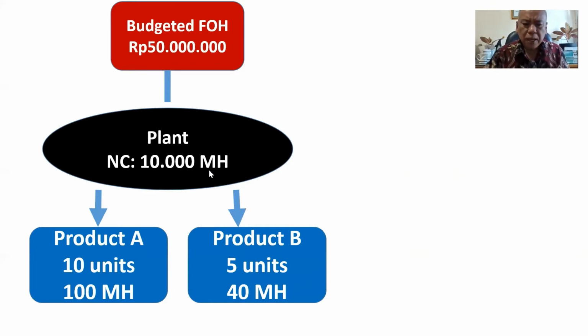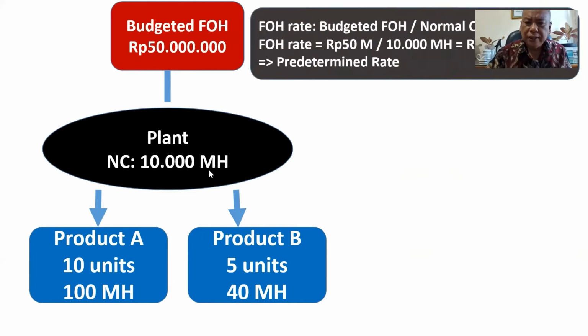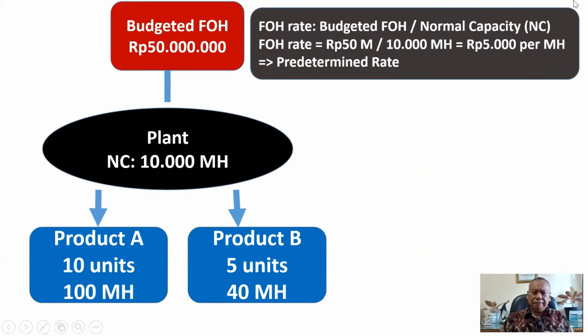And then how do we assign the factory overhead cost to each kind of product? The first is we need to determine the factory overhead rate. As I just mentioned, the factory overhead rate is calculated by dividing the budgeted factory overhead by normal capacity. So in this case, our budgeted factory overhead 50 million divided by 10,000 machine hours, so we find 5,000 per machine hour.